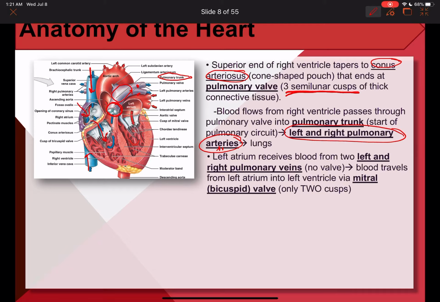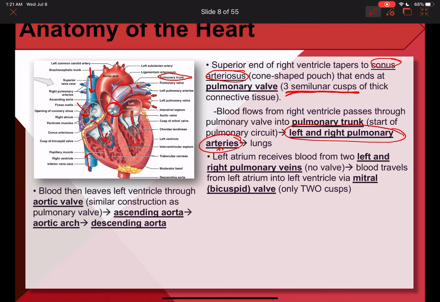Because only the left side of the heart has 2 cusps, okay? So this is what I mean by looking at the anterior view of the heart. This is actually the left side of the heart. This is the right side of the heart, okay? So the name of the cusps helps me distinguish which valve is which, whether it's between the right atrium and right ventricle, which should have 3 cusps, tricuspid, versus that between the left atrium and the left ventricle, which should be bicuspid, having 2 cusps.